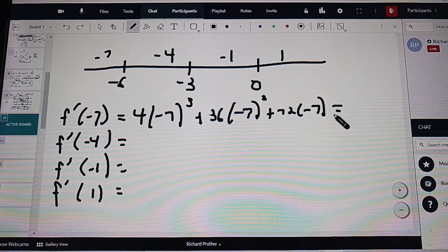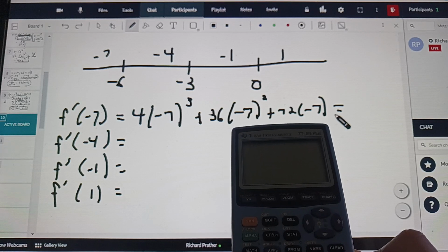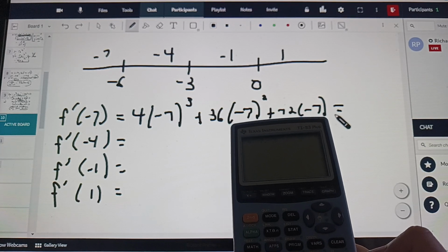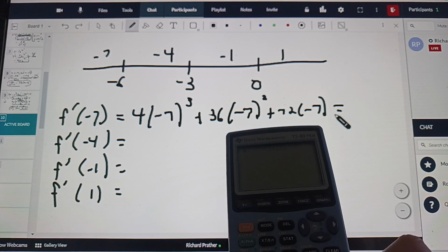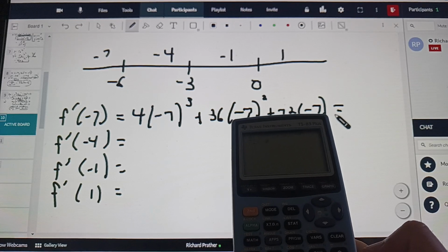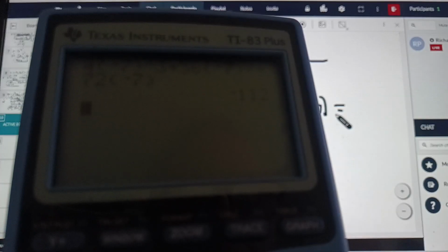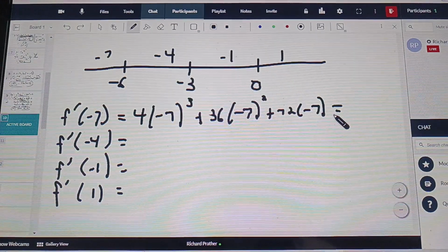So if I plug -7 into all 3 of those slots, I just want to know, is it positive or negative? Grab my graphing calculator. It's nice because you can just type this the way it looks: 4 parenthesis -7 parenthesis raised to the 3rd power plus 36 parenthesis -7 parenthesis squared plus 72 parenthesis -7 parenthesis. Press equals, and the answer is -112. I don't really care about the 112, but it's negative.